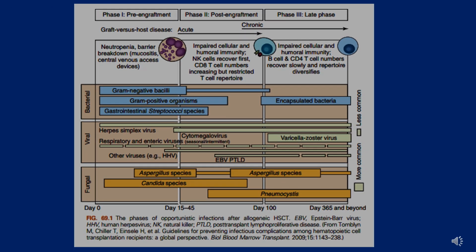Pause the video and carefully scrutinize Figure 69.1 illustrating the phases of opportunistic infections after allogeneic hematopoietic stem cell transplantation before advancing to the next slide.